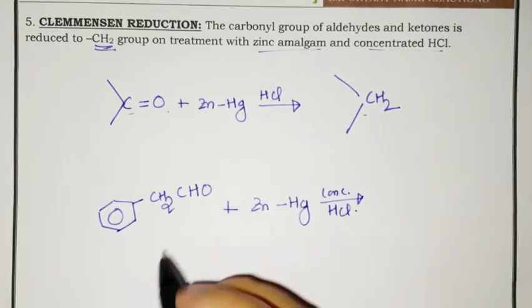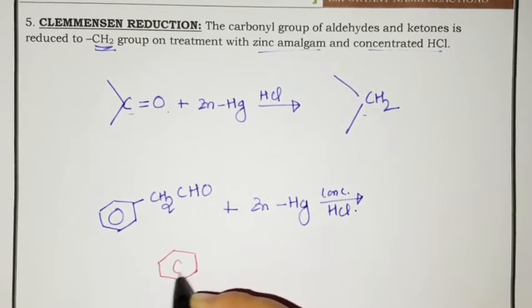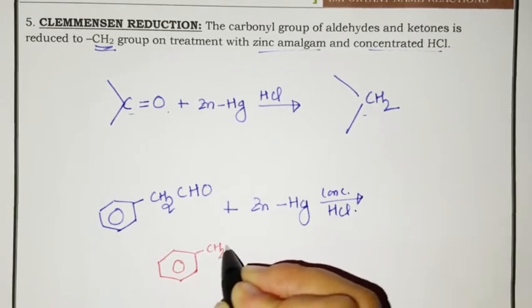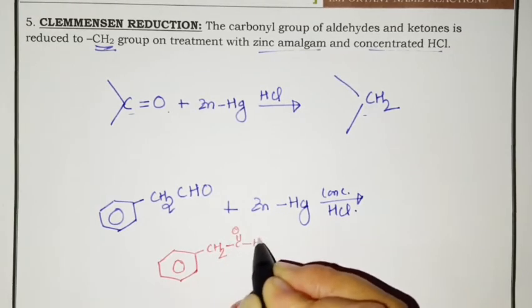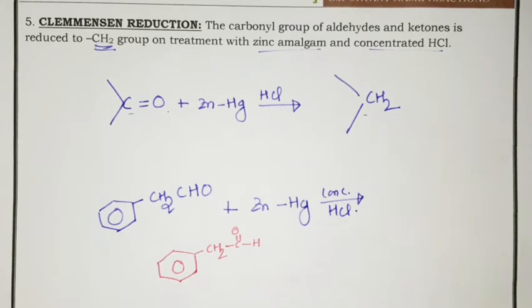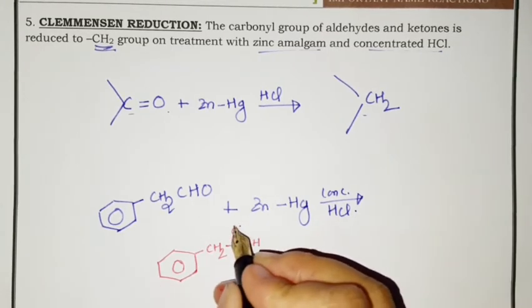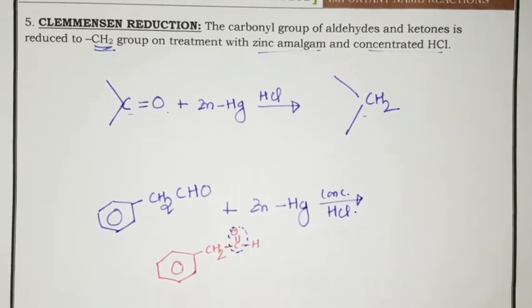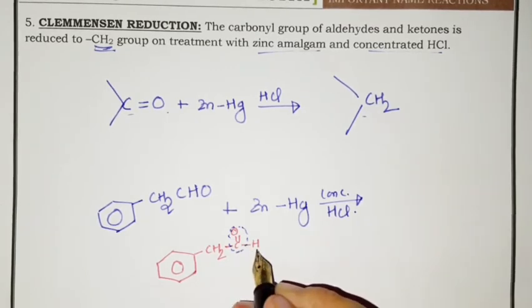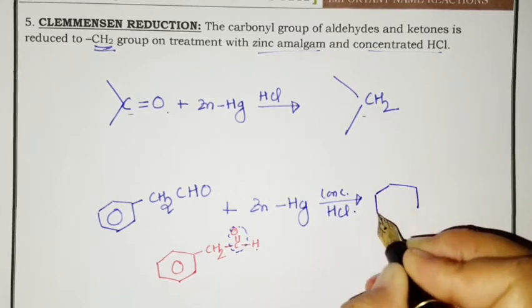Kasari lekcha aldehyde, like your benzene ring, okay, then CH2, then C double bonded O and H. So this is your aldehyde. So what happens in Clemmensen is your CO group will get converted to CH2, right? So two hydrogen and one hydrogen, what would be the product?